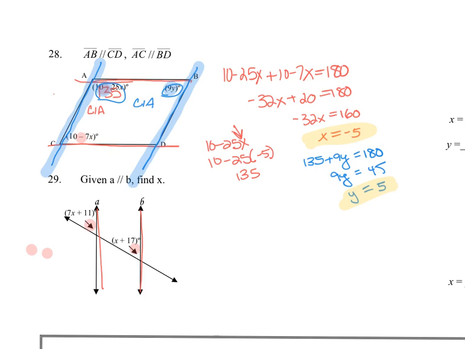And so therefore my equation is going to be 7x plus 11 is equal to x plus 17. And so now I'm going to solve this equation, subtracting x from both sides and subtracting 11 from both sides, and that is going to give me that x is equal to 1. And so I have found out what the x value is there, which was my assignment for this one.